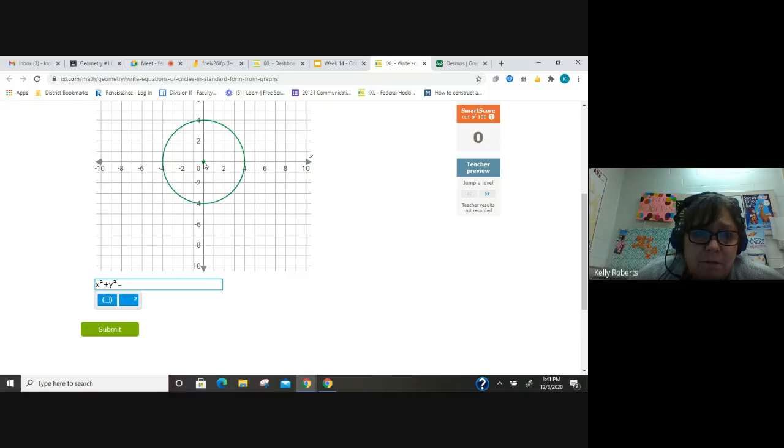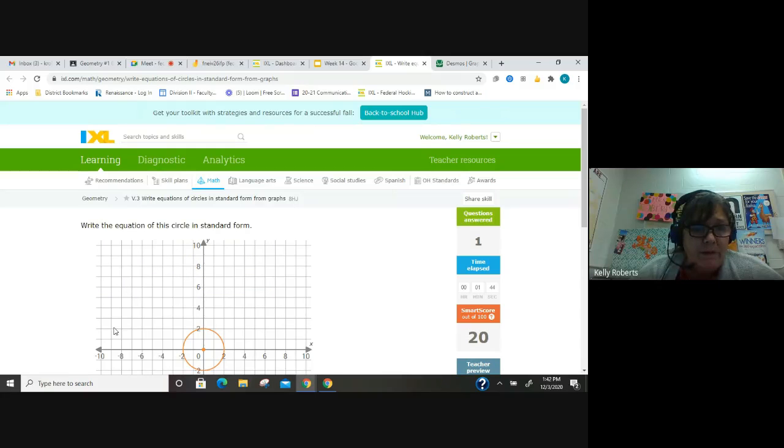And the radius is from the center out to any point on the circle. And it's 4 units. This is positive 4. This is negative 4. But still, all we're doing is counting how far. And it's 4. So the radius is 4. And 4 squared is 16. So that's your equation for that circle.